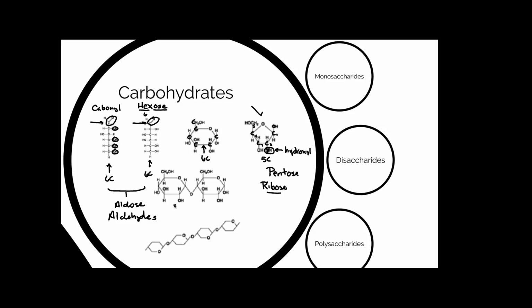Here I've got 2 sugars linked together to make up a single sugar. That's going to form what's called a disaccharide type of sugar. And then we've got a sugar here that's made up of more than 3 sugars in a chain, and we would call that a polysaccharide sugar.